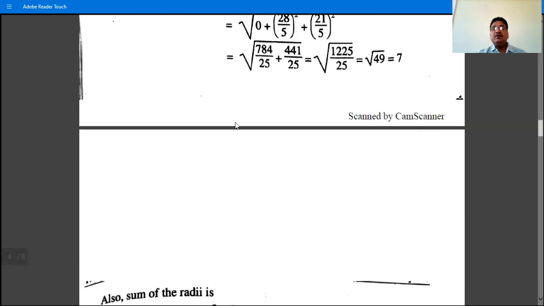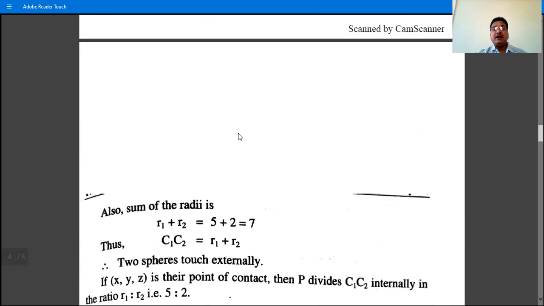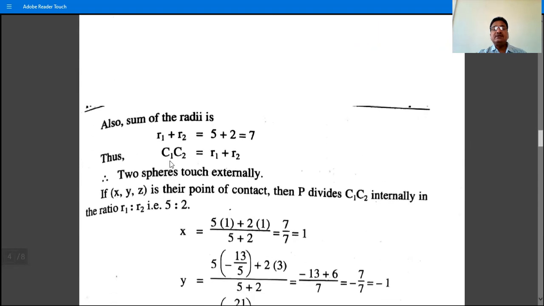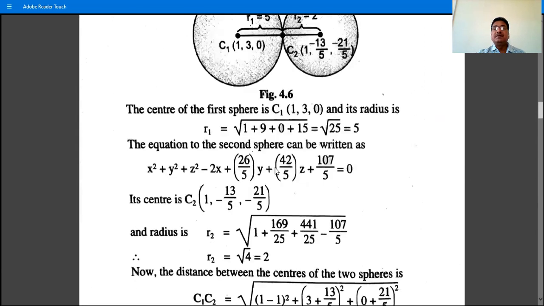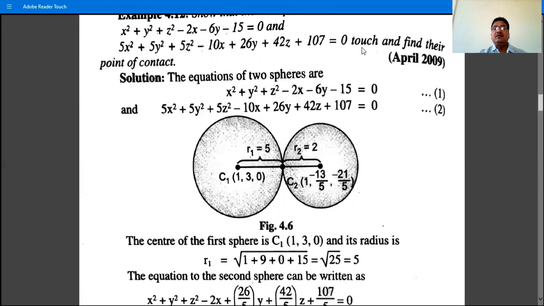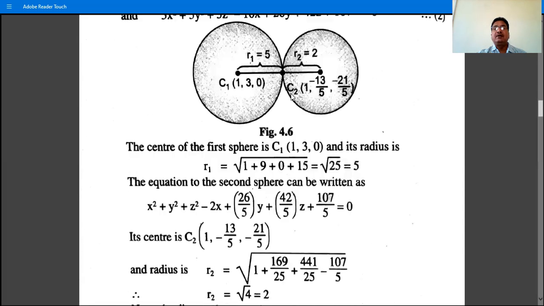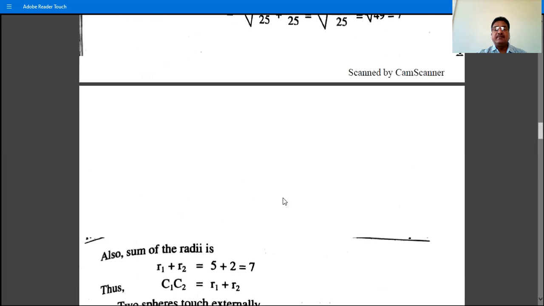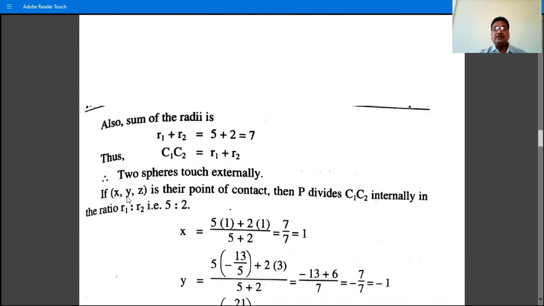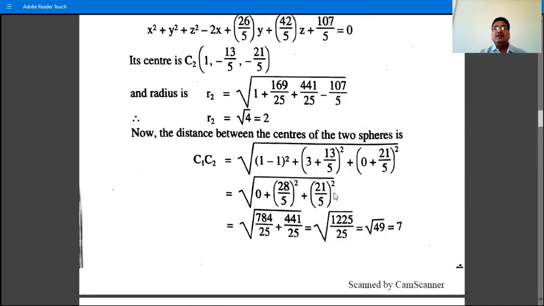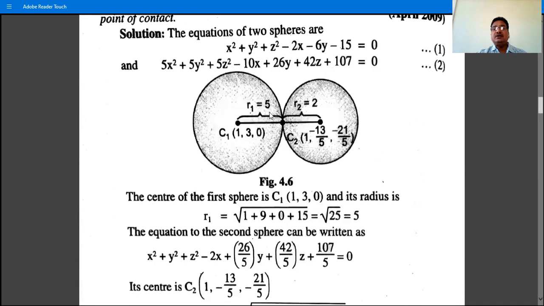And what is R1 plus R2? R1 plus R2 is again 7, and so we say C1C2, that is the distance between C1 and C2, is equal to R1 plus R2, and therefore we say the two spheres touch externally, that is the two spheres touch each other. Okay, and then also we have to find the point of contact, so use the section formula. Suppose the point of contact P has the coordinates x, y, z, then this point P divides C1C2 internally in the ratio 5:2.